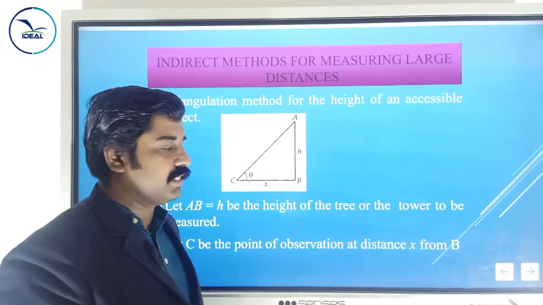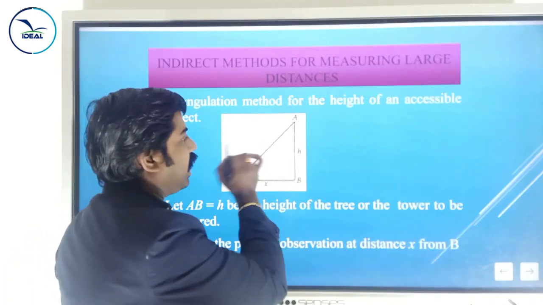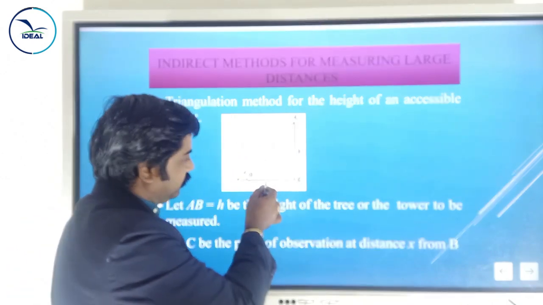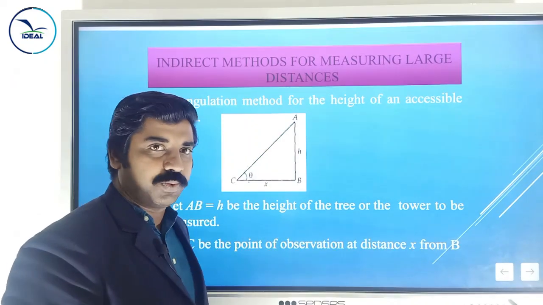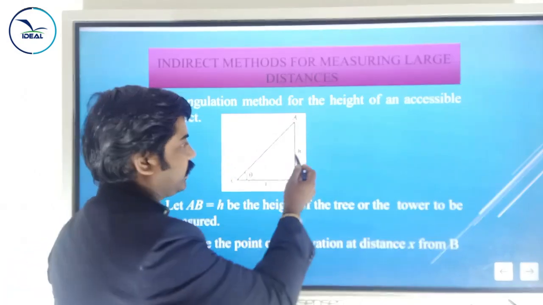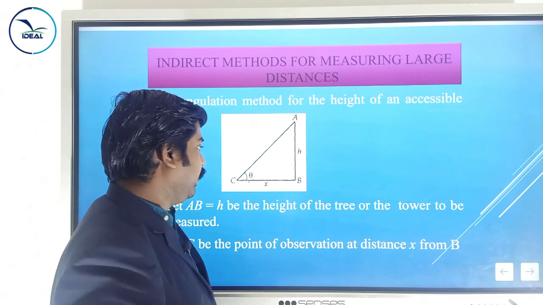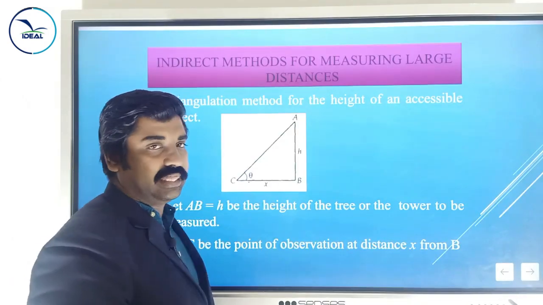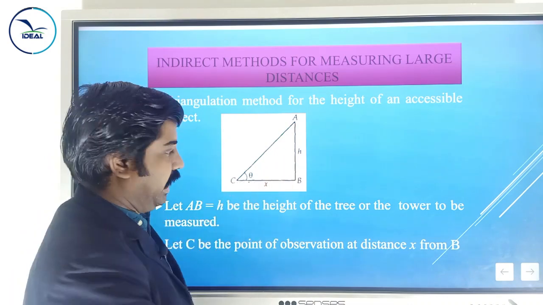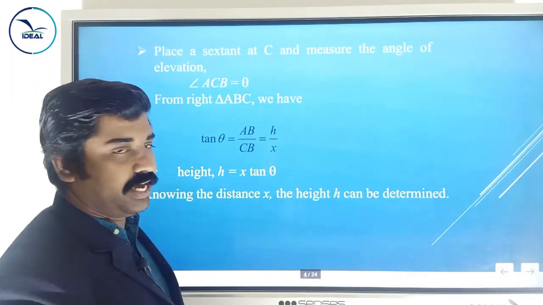Sine is a function: sine is equal to opposite side by hypotenuse, and cos is adjacent side by hypotenuse. Likewise, tan is opposite by adjacent, that is sine theta by cos theta. From this we can find tan theta. So tan theta is equal to h by x.